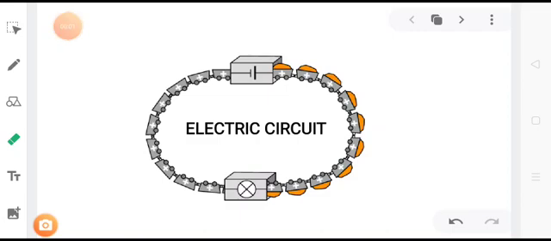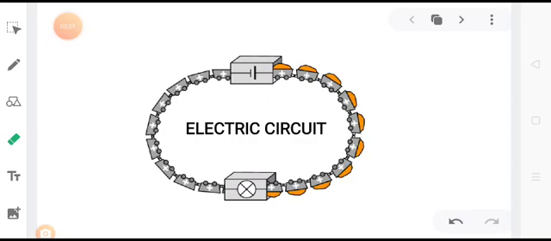Good morning. Today we will discuss electric circuits and Ohm's law. In the previous class, we have studied about electric current, electric potential and potential difference. We studied that potential difference needs to be maintained so as to ensure a steady flow of current.